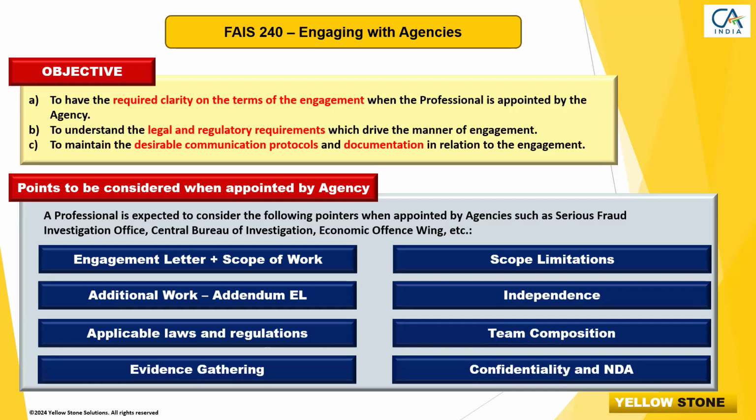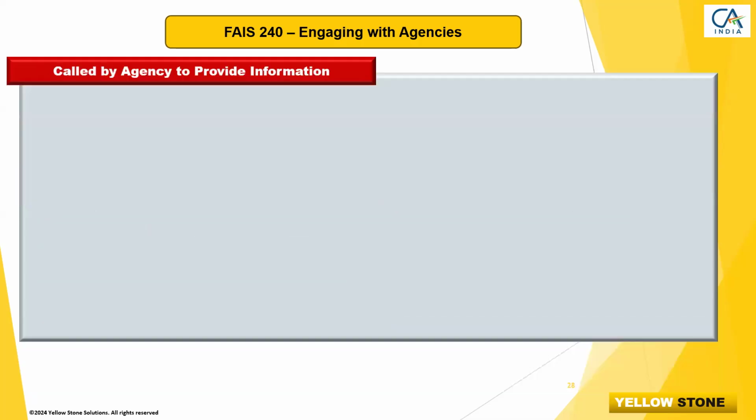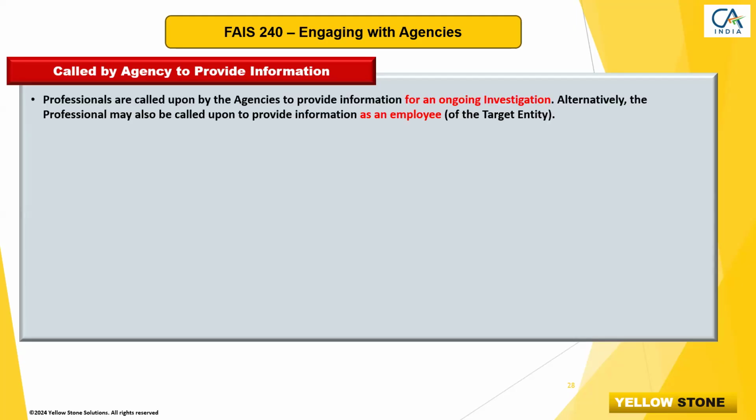Evidence gathering, confidentiality, and NDA. Whenever you are called by an agency, as I had mentioned, called by the regulator, let's take an example, called by SFIO to provide information, these are the points which ideally one should keep in mind.